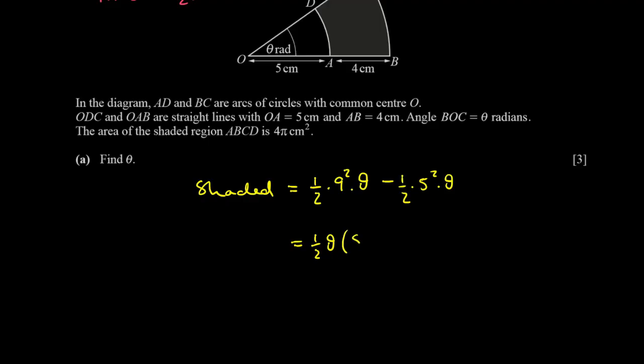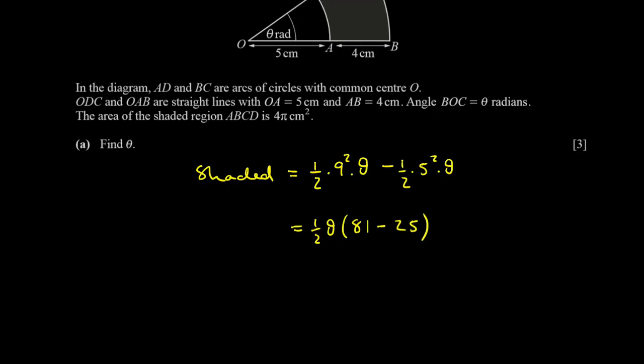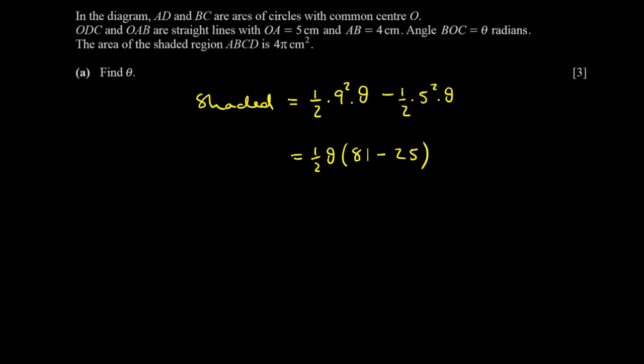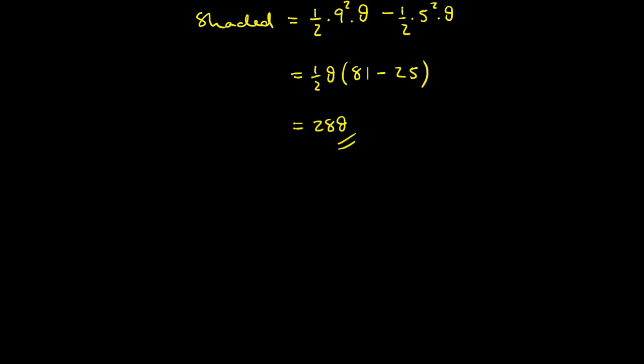So we're going to get 9 squared, 81, minus 5 squared, 25. And so if I do that subtraction, 81 minus 20 is 61, minus 5 is 56. So we get a half of 56, which is 28. So we got 28 theta. And of course, we know that this has got to be equal to 4 pi because we're told in the question. So therefore, 28 theta is equal to 4 pi, and therefore theta is equal to 4 pi divided by 28, which is pi upon 7 radians.